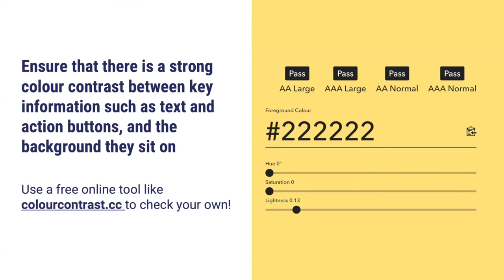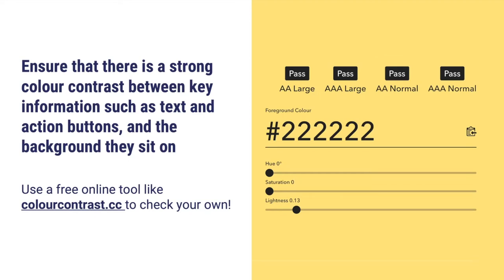I pulled up one such example here, which is colorcontrast.cc. There's lots of other great tools available. We use something called Stark, which is a brilliant sort of industry standard platform. But this is just a real simple website where you can throw in two colors. So put in your main brand color, put in white or put in black or whatever the contrasting color is going to be, and see what your score is going to come across at. And I think, as a general rule, Katie, would you say to look for that sort of AA normal pass as your real benchmark here?